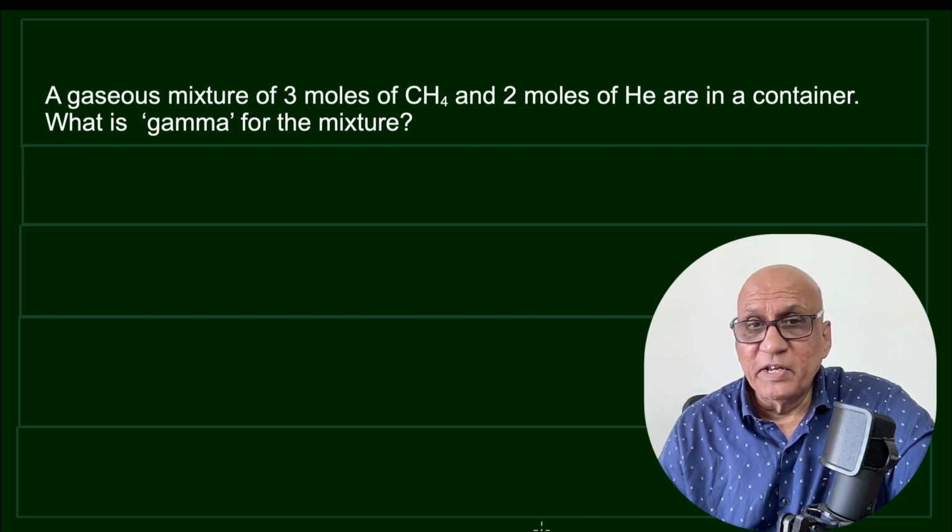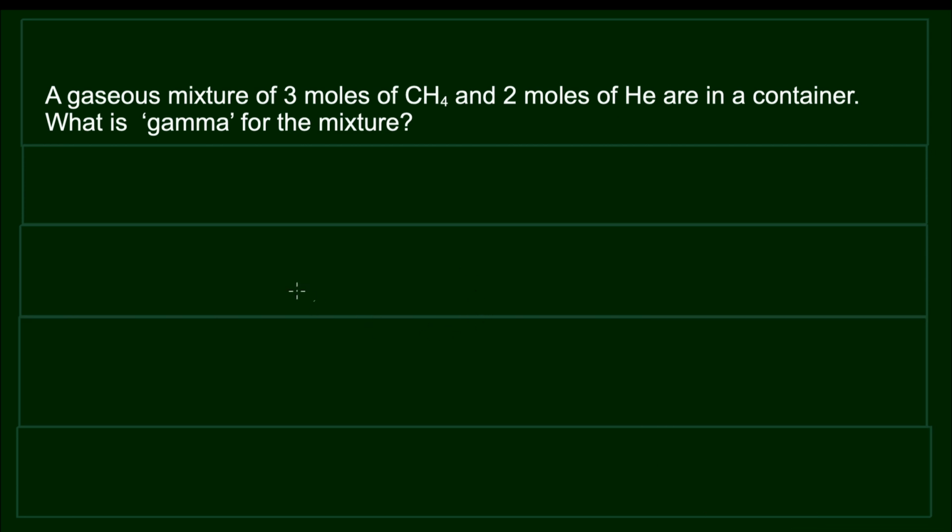If you want, pause the video here. And now I'm going to give you the solution. Now, gamma for the mixture is equal to Cp for the mixture divided by Cv for the mixture. So how do we find Cp and Cv for a mixture of two gases? Well, let's first do Cv. That means we keep the volume constant. And in this volume, we got 3 moles of methane and 2 moles of helium.